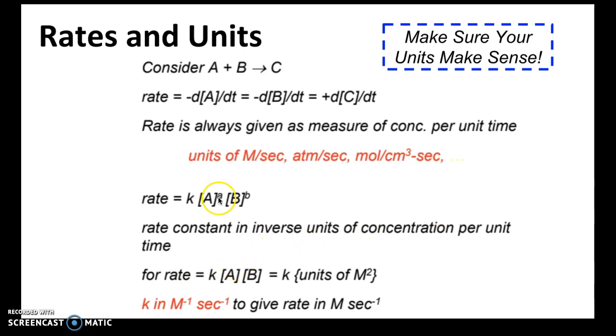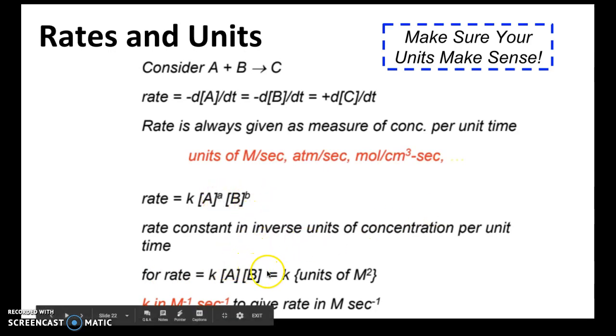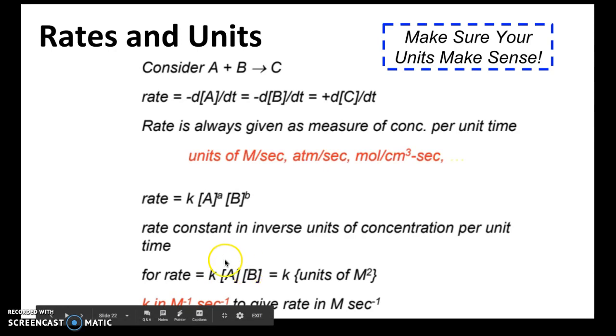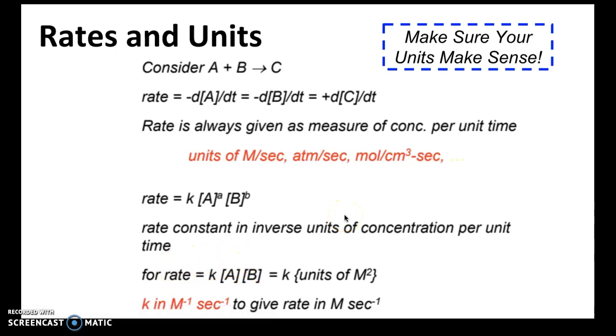Here's an example of what that could look like in the case where A and B are 1, so the rate orders are 1. Then you would have K times molar times molar, so that will be molar squared, is equal to molar per second. When you solve for that, you find that the units of K are going to be 1 over molar per second, or molar to the -1 and second to the -1.